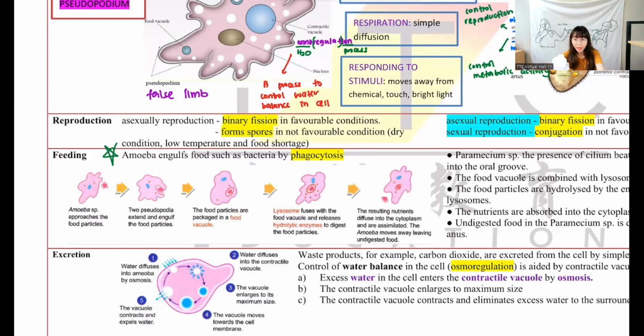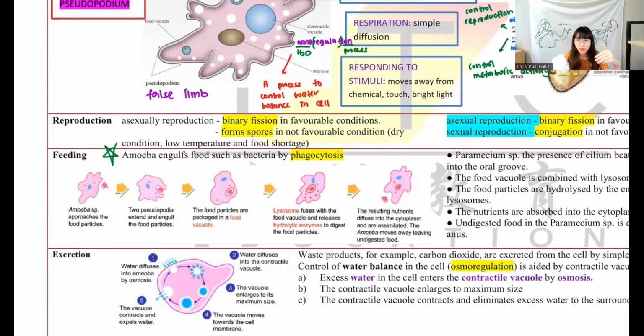My hand is called pseudopodium. I extend, I engulf the food. Once I extend and engulf the food, it forms a food vacuole, which is like a stomach. Engulf means eat. When I engulf the food, I hug the food, I form a food vacuole. Food vacuole is only to store food. But how do they digest the food? The food vacuole has to fuse with a thing called lysosome.